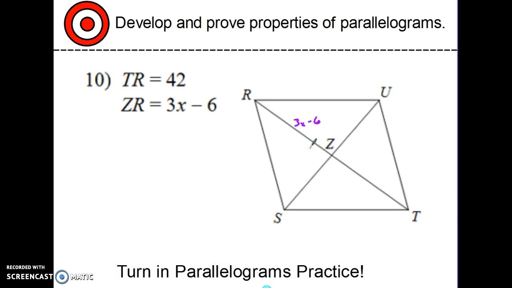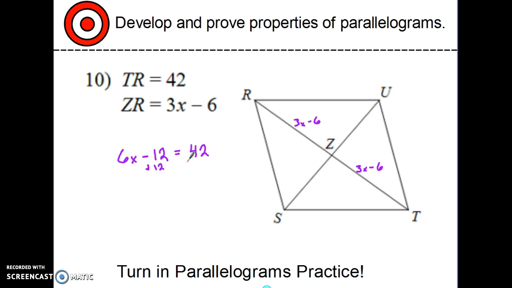But let's think relationships. The diagonals bisect each other, which means these two halves are the same. So if this is 3x minus 6, I could say that this is basically 3x minus 6. Now these two together should equal TR, because that's the whole thing. So let's combine these two together. That would give me 6x minus 12 equals 42.